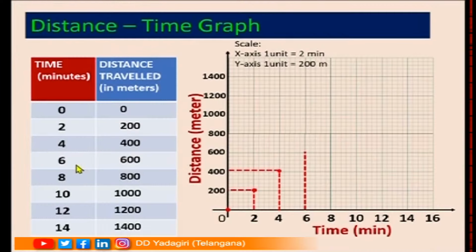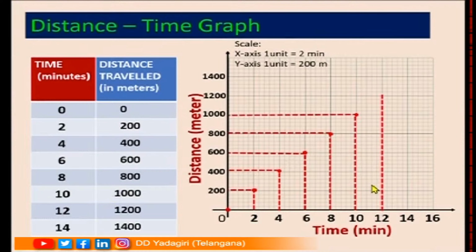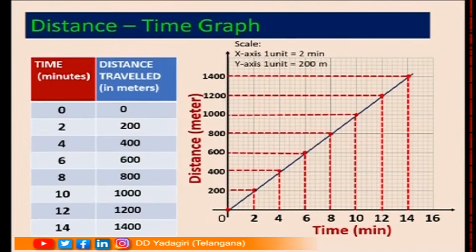And for the next value, that is 6 to 600. And for 8 it is 800. And for 10 it is 1000. And for 12 minutes it is 1200 meters. And at 14 it is 1400 meters. Now join all these points. Yes, you will get a line. So this straight line represents Swati's journey, and she covered the distance of 1400 meters.